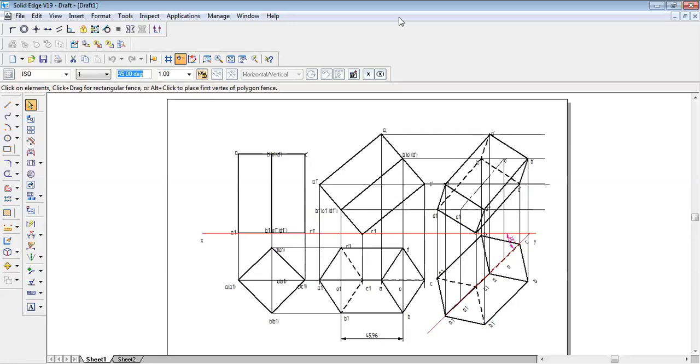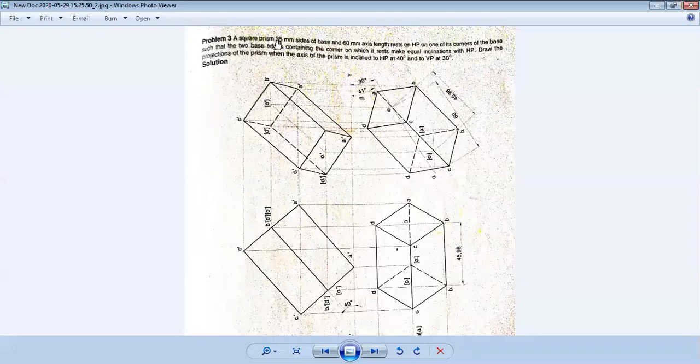Okay, so the second problem you try at home. That problem I will dictate to you. The problem is a square prism, 35 mm sides base and 60 mm axis length, rests on HP on one of the corners of the base, such that the two base edges containing the corner on which it rests make equal inclination with HP. Draw the projection of the prism when the axis of the prism is inclined to HP at 40 degree and VP at 30 degree.